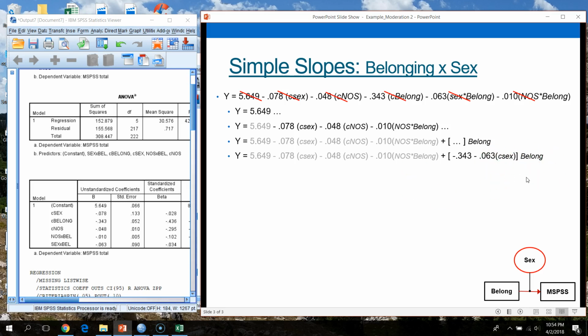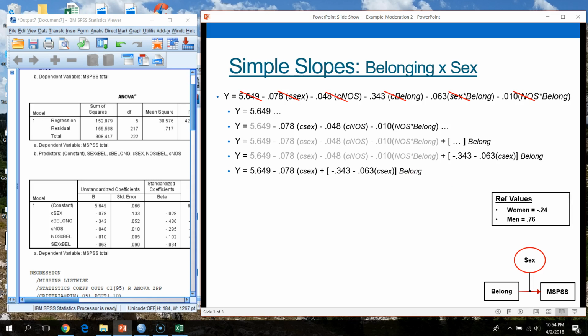Everything works out. We're holding NOS constant at 0, so that term drops out. Again, if we plug in 0 for NOS, this term drops out, and we pull things in. What we end up with is our restructured equation looking at the conditional effect of belonging on perceived support as a function of participant sex here.